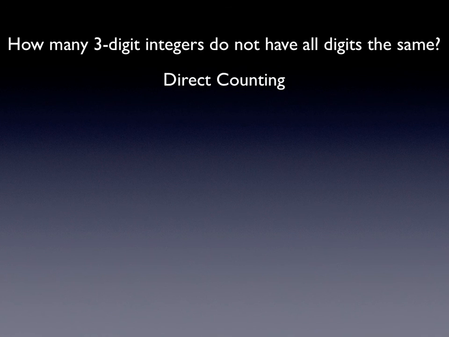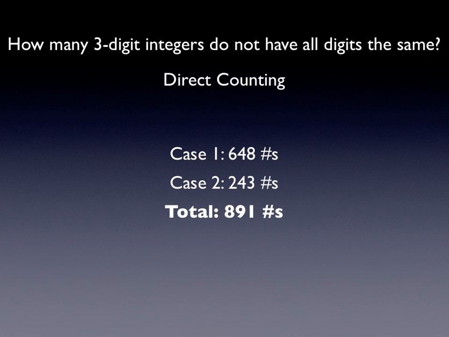We have to sum up both cases. Case 1 gives 648 numbers, case 2 gives 243 numbers, so we have 891 numbers in all.